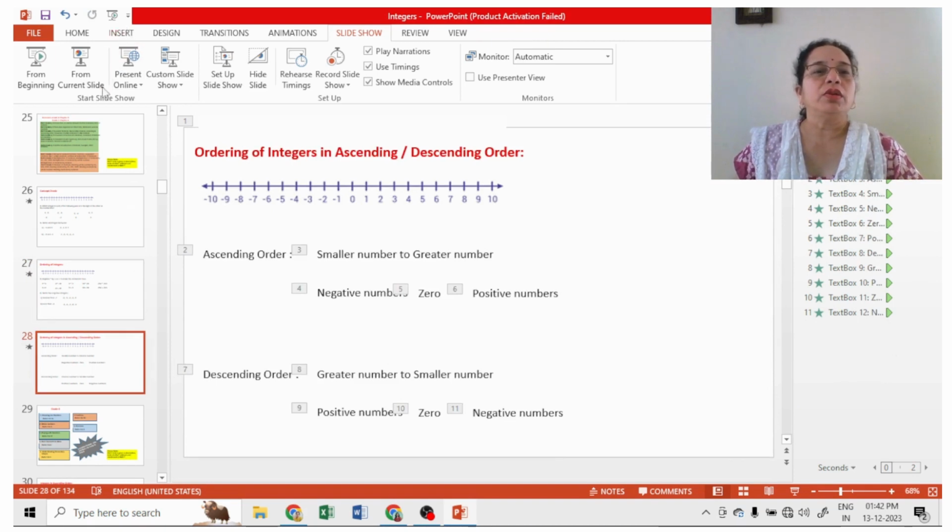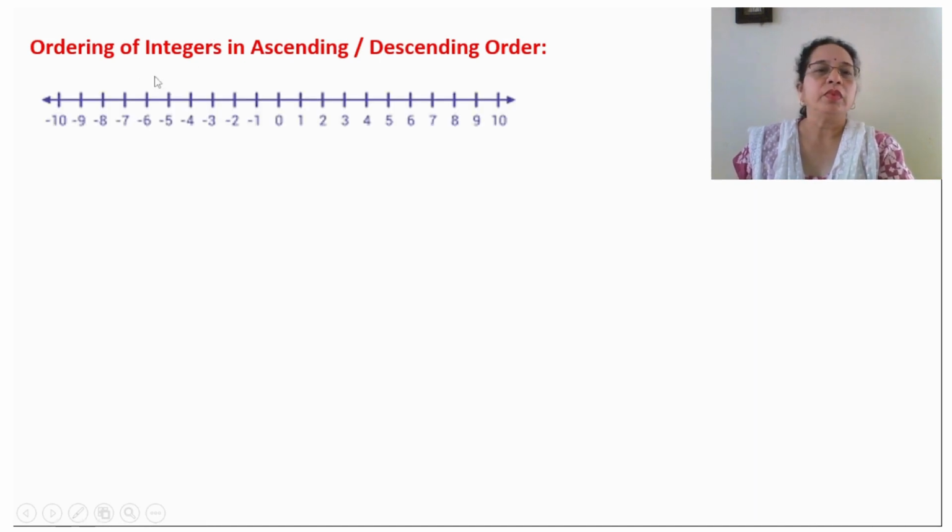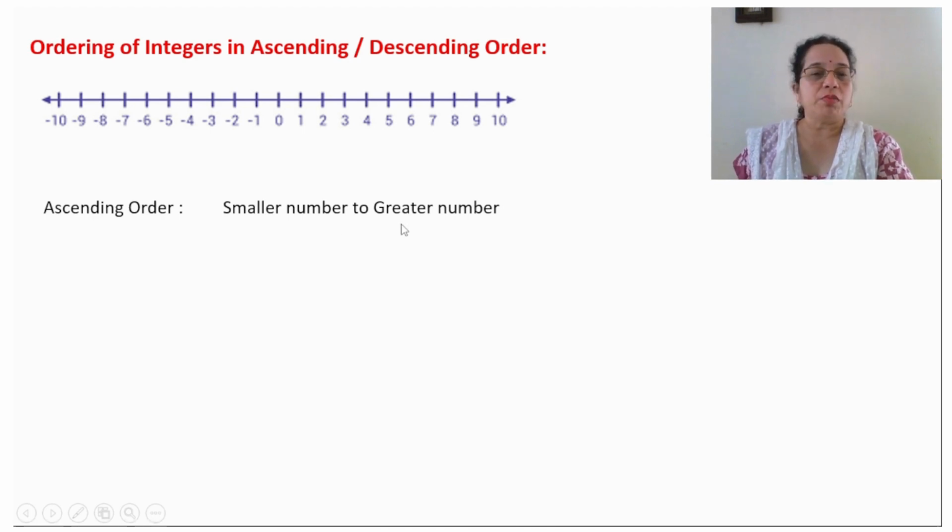Now let us go for the next slide. Ordering of integers in ascending and descending order. Again number line, because number line is very important concept. So ascending order means always we write smallest number to greatest number, but here we have negative number also, 0 also, and positive numbers also. So which numbers are smaller? These negative numbers are smaller. So first we will write the negative numbers, and then we write 0, and then we arrange these positive numbers.